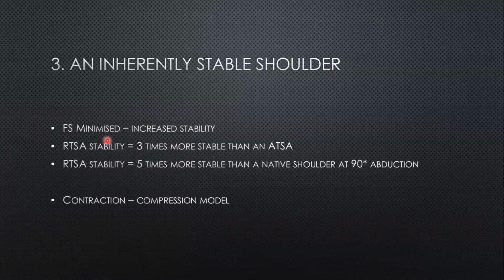These are the advantages. The shear force is minimized and stability is increased. The RTSA is considered to be 3 times more stable than the ATSA, and in the position of 90 degrees of abduction, it is even considered to be 5 times more stable than the native original shoulder. Even though we all know that the native shoulder is the best overall, in certain positions, especially at 90 degrees abduction, it has been shown that RTSA is the most stable joint. And it works on the contraction compression model.